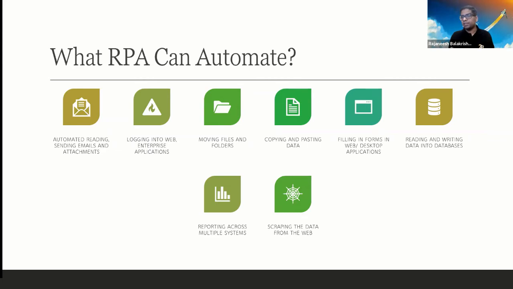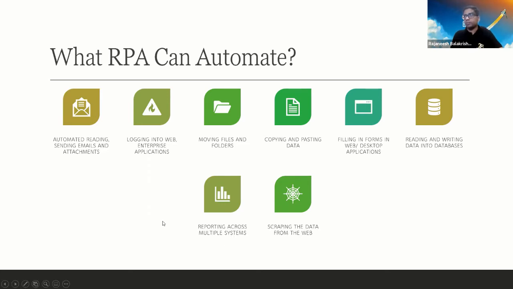Reporting across multiple systems. By this, I mean we can use multiple systems. You can take reports from one system and compare them with other systems, and we can take the usage time and the data of multiple systems and work on that. And another main usage is scraping data from the web. Any website, you can just scrape data from those websites.